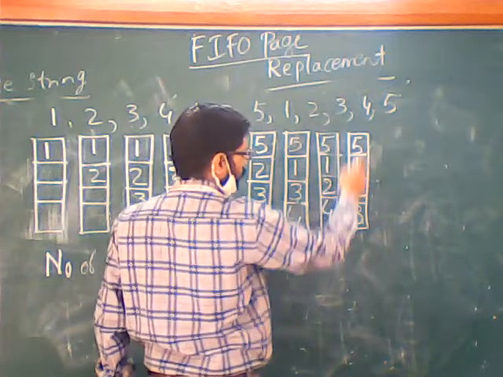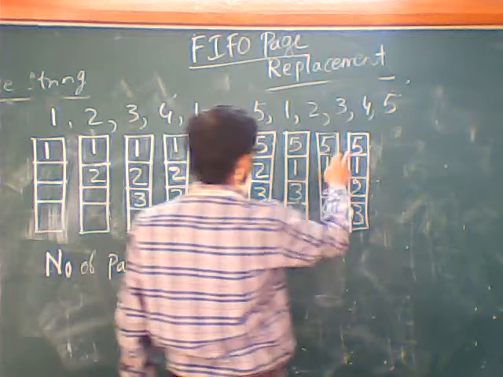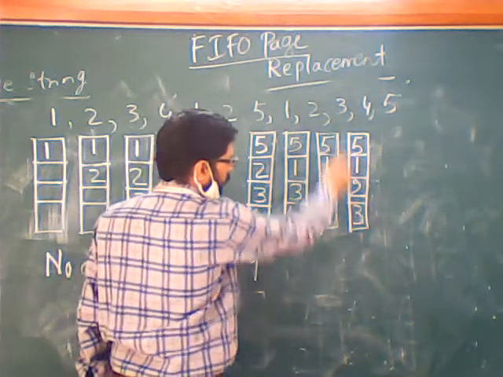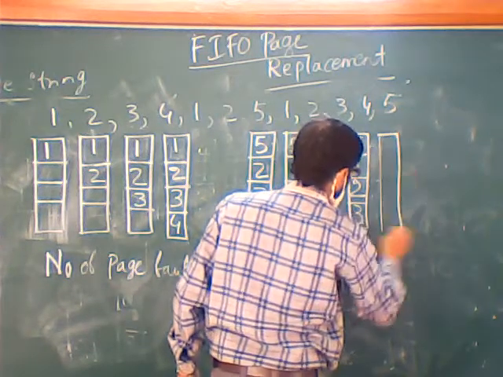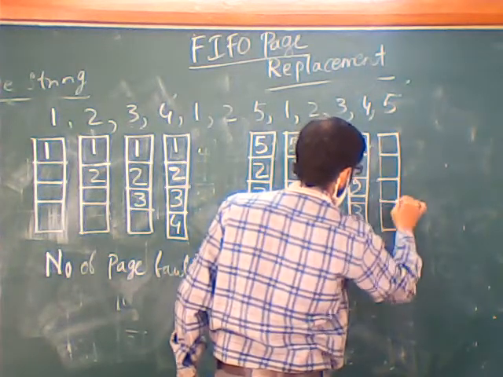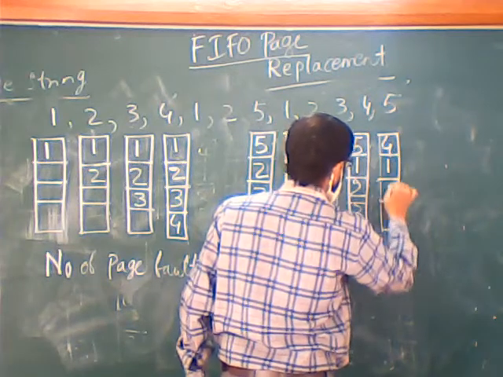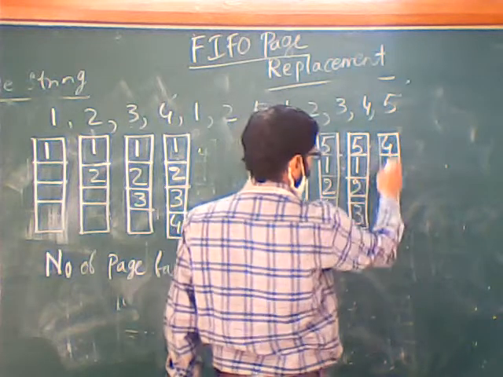Next we need to refer for 4. Is 4 present? No. With what are you going to change it? 5, because out of 5, 1, 2, 3 which is at first? 5 is at first among these. We need to replace 5. 4, 1, 2, 3. Next, 5 is also not available again.